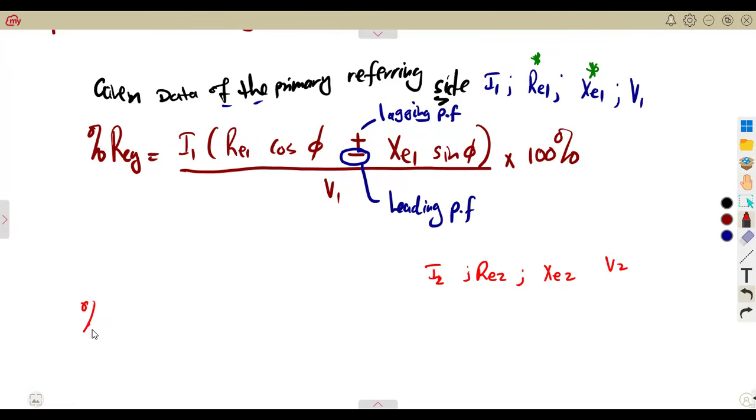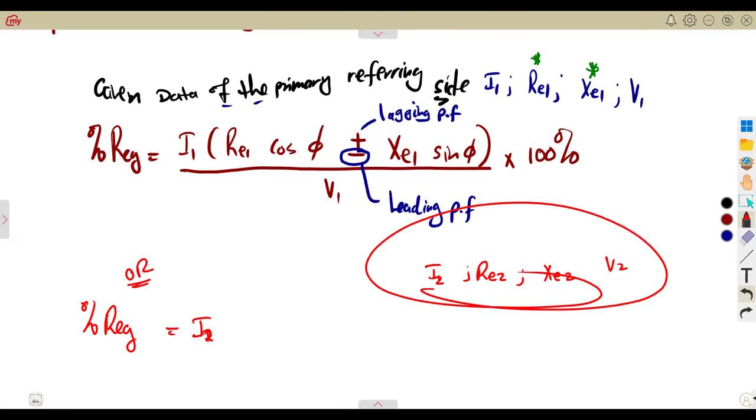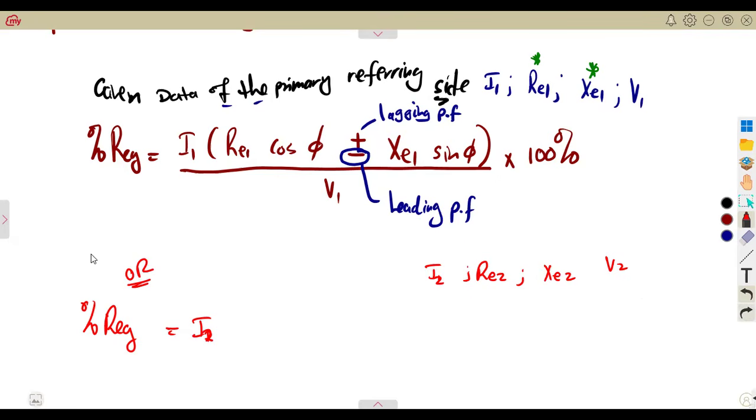You can also calculate that. Percentage regulation is going to be the same. So it's going to be I1, that's I2 this time. So this is another way that you can also calculate it, provided that these values are given or you've calculated them.